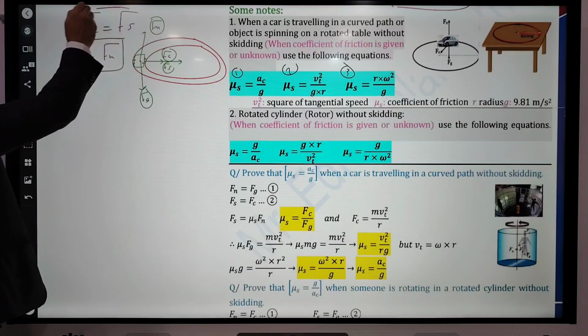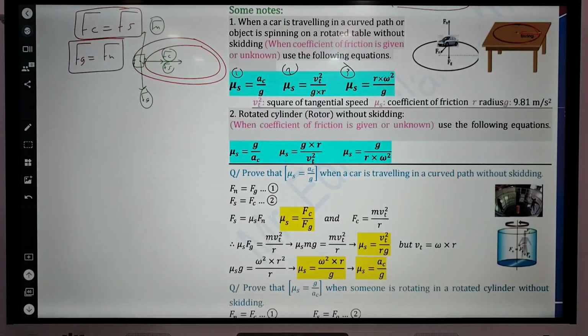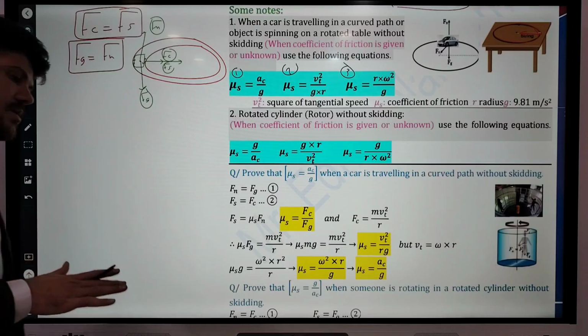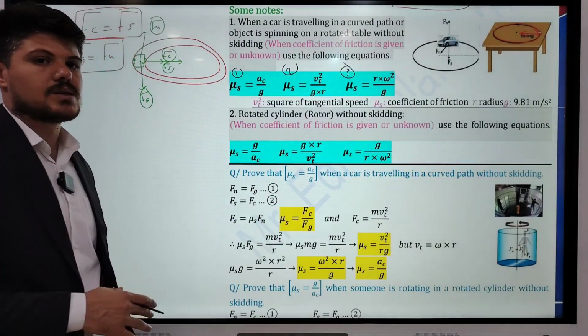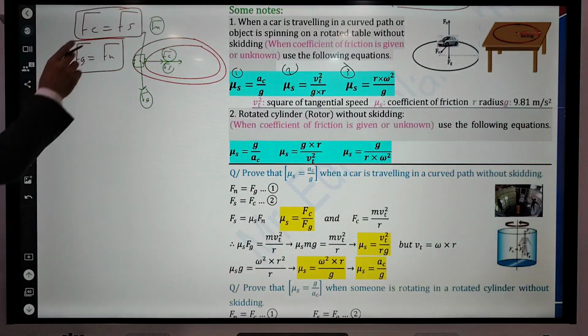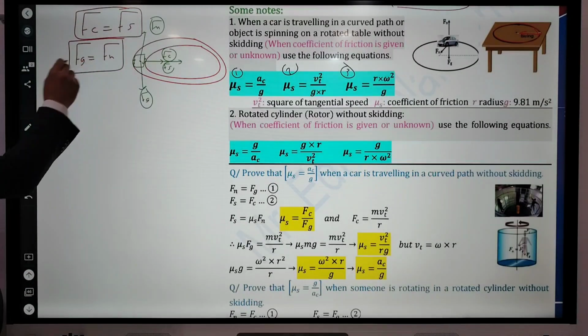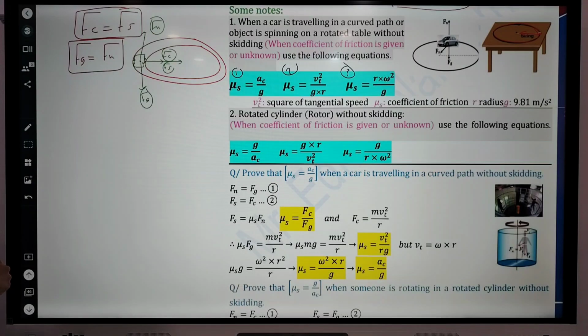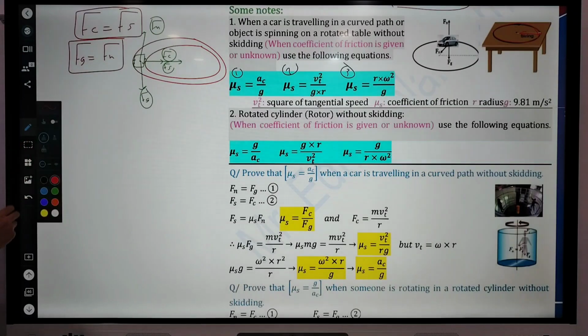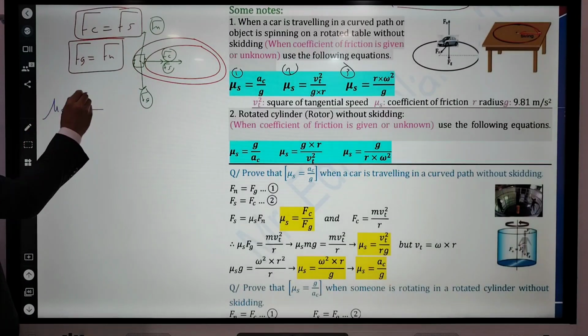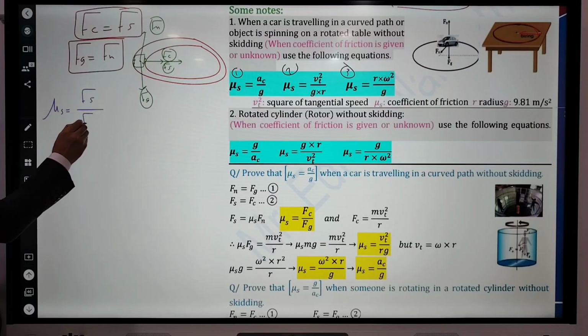Why is F_c equal to F_s? Because to maintain the car in a circular motion. Why is F_g equal to F_n? To maintain the car on the road. These two forces are balanced and equal to each other, but in opposite directions. According to the equation of coefficient of static friction, as you studied in grade 11, mu s is equal to F_s over F_n.